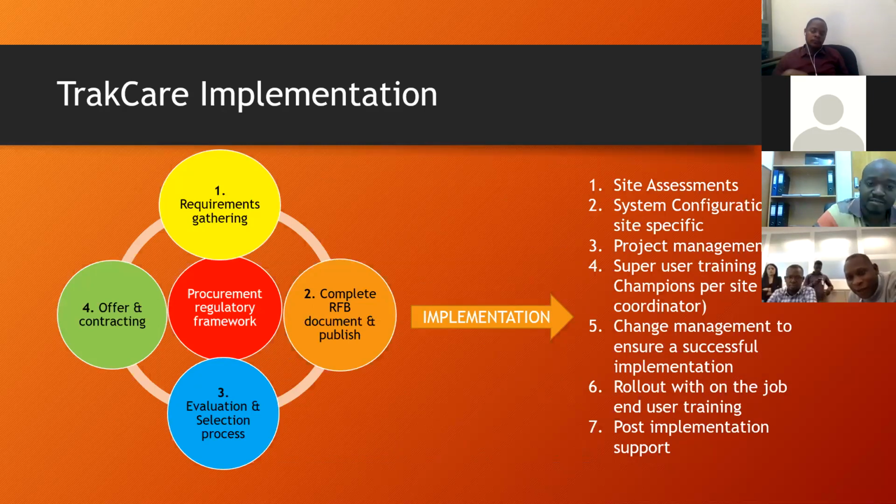Okay, all right. Perfect. So just as you are seeing on the slide, we went through a four-step process guided by a procurement framework. And then we did site assessments, we configured the system, we created a project management, and then we did super user training and change management. We rolled it out to the facilities and did on-the-job user training, and then we provided post-implementation support. Next slide, please.